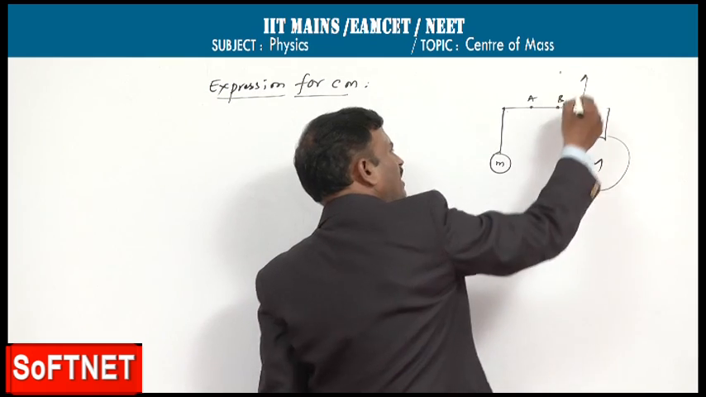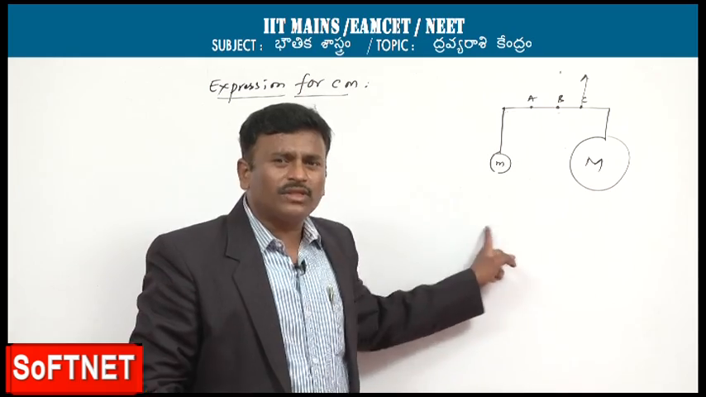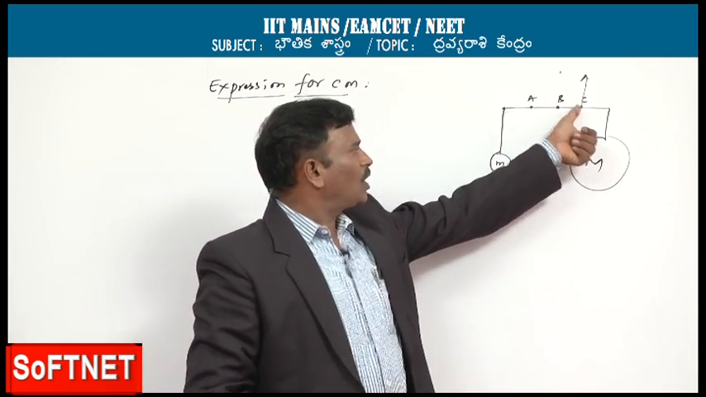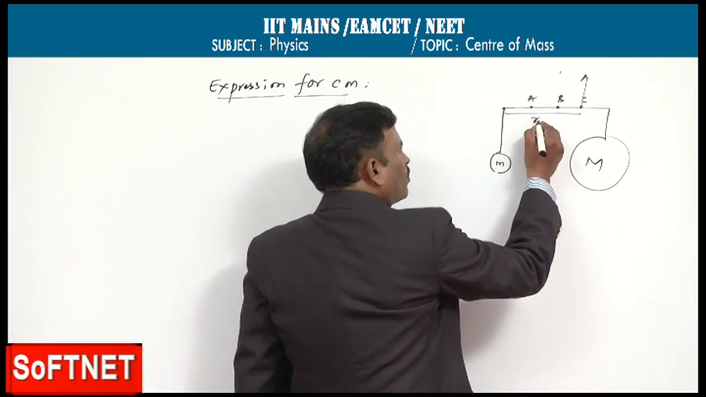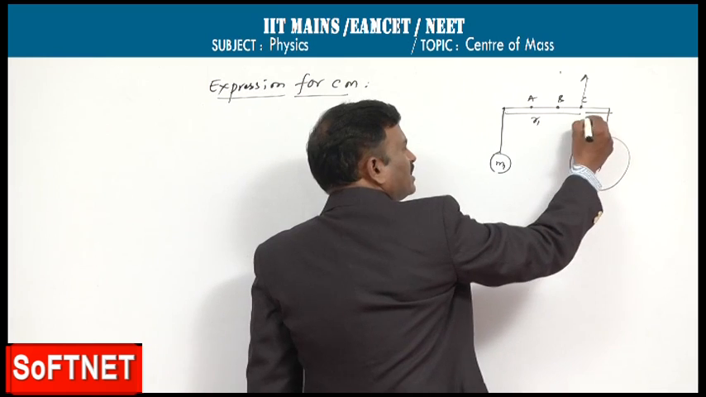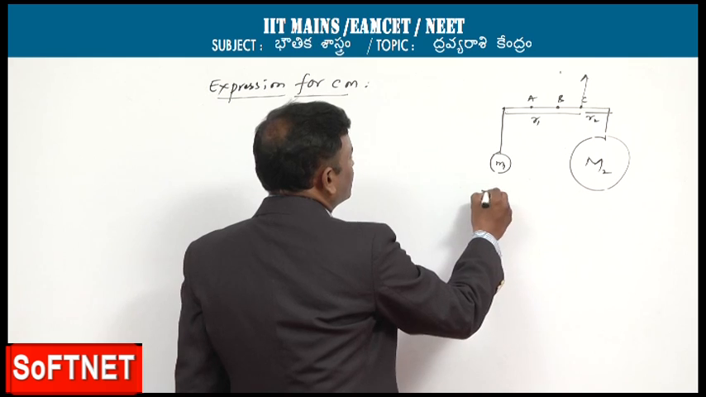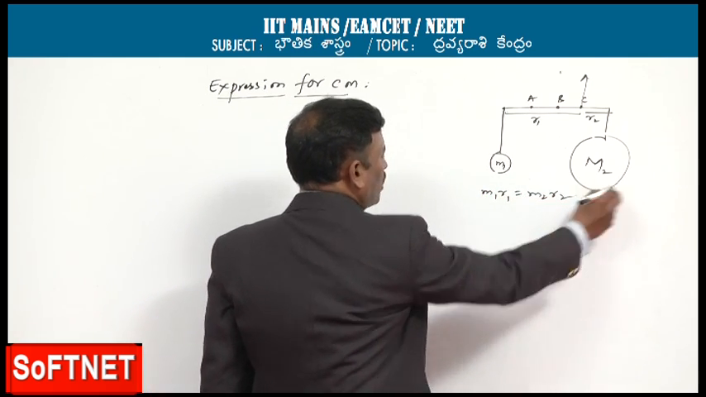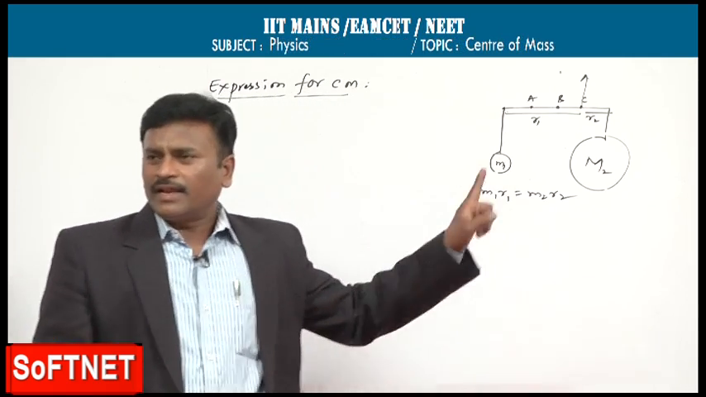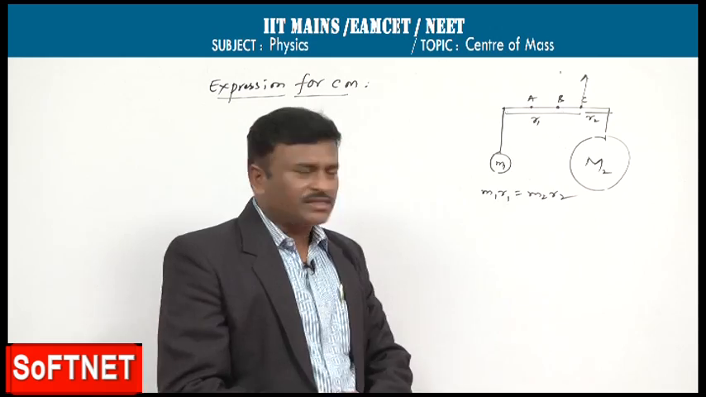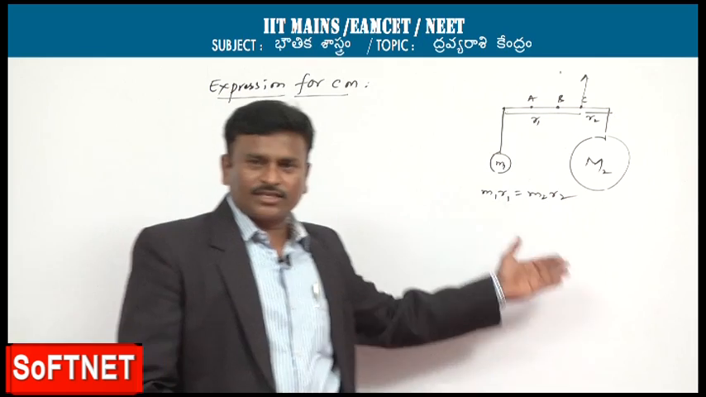At C it will be balanced, because the center of mass of capital M and small m is located closer to the heavier mass. So the distance R1 is more for M1, the distance R2 is less, and the mass M2 is more. The expression we can write is M1 R1 is equal to M2 R2. It is a very important concept for the entire center of mass. Let us see how to solve the numericals and what the expression for the center of mass is. Let us derive it.